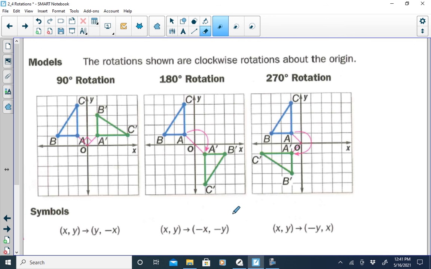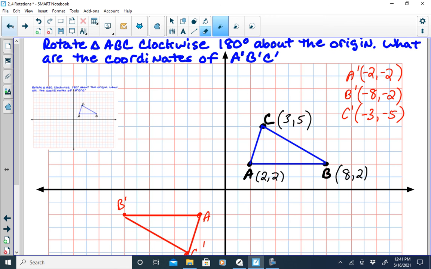Let's go back and look at the rule for the 180-degree rotation. A 180-degree rotation, our rule is x comma y goes to opposite x, opposite y. Right, let's see if that worked. So we have x comma y, 2 comma negative 2. Opposite x, opposite y should be negative 2 and negative 2. 8 comma 2 goes to opposite x, opposite y, which should be negative 8 and negative 2. Right, that works. 3 comma 5 should be negative 3, negative 5, right? And that works as well.